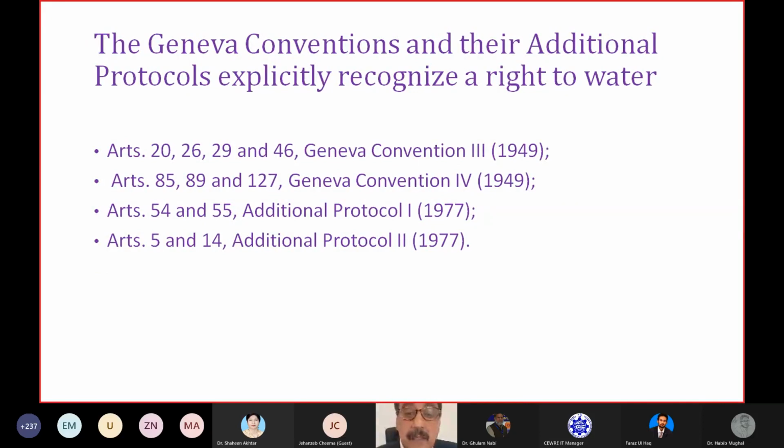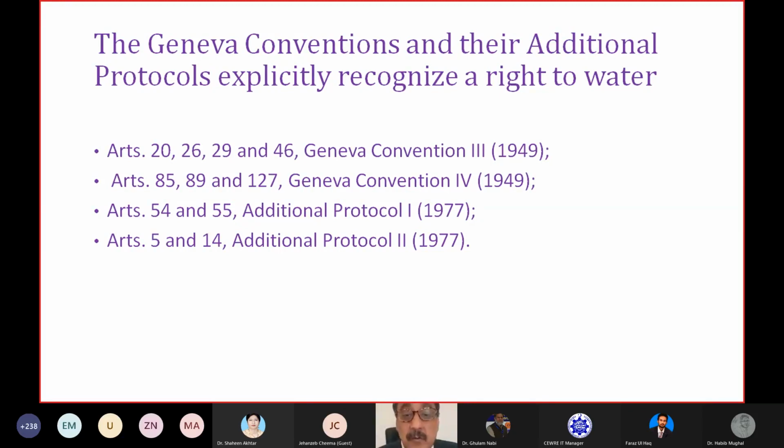In 1949, it has about two areas. There is Convention 3 and Convention 4 in Geneva in the same year. Articles 20, 26, 29, and 46 speak about water as a human right. And the second convention, Convention 4, also speaks about water in Articles 85, 89, and 127.